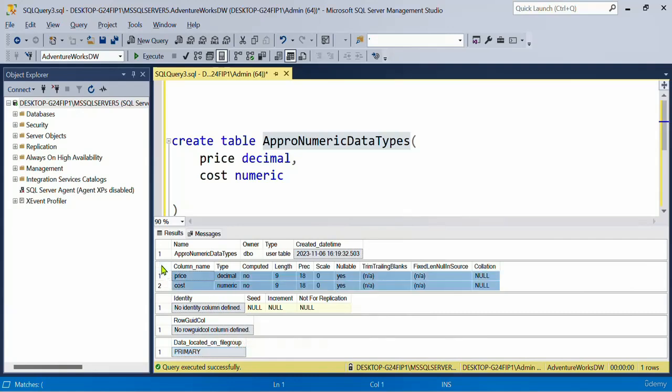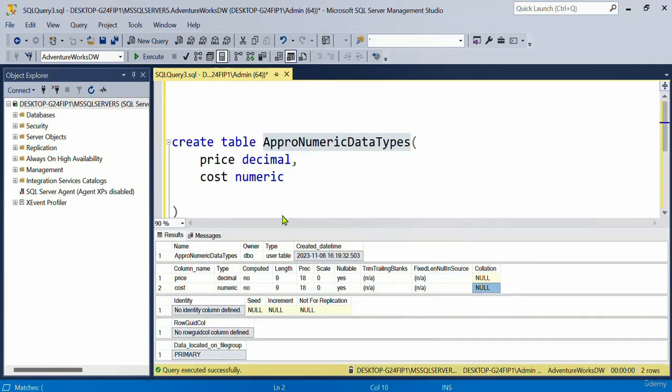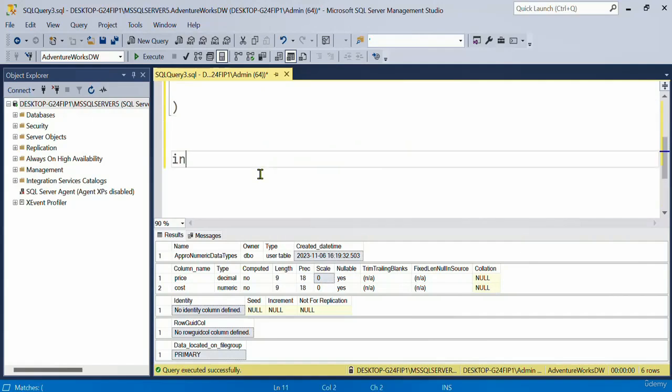But let us focus on this second result pane. Here you have the price and cost columns. The data types are decimal and numeric. And here there are two things that you have to understand: precision and scale. By default, both decimal and numeric have a precision of 18 and a scale of 0. What does that mean? Let's say you want to insert data into this table. You say insert into this price and then values. Precision means the total number of digits in a number. By default, this is set to 18, and scale 0 means the number of digits that you can have after the decimal, after the dot.